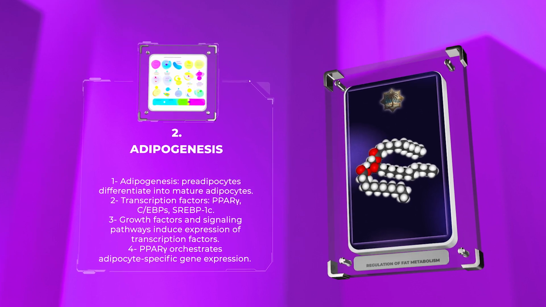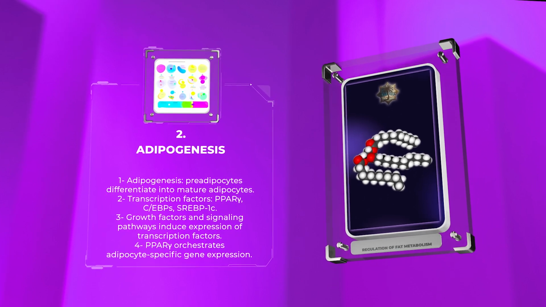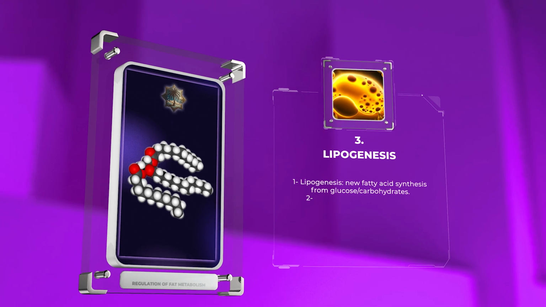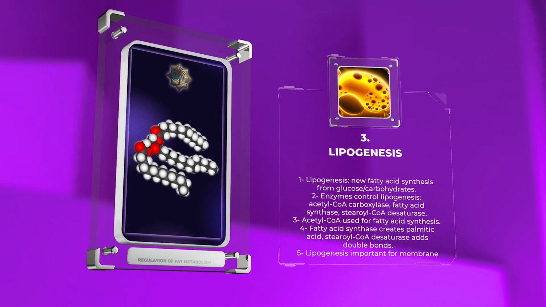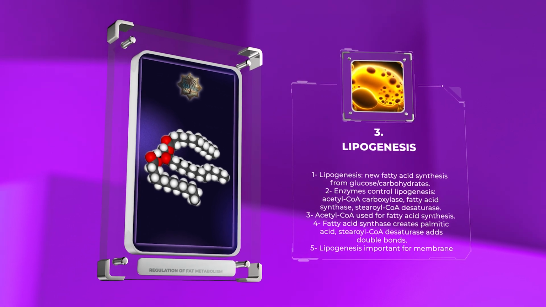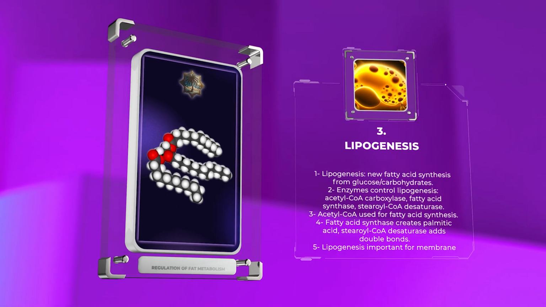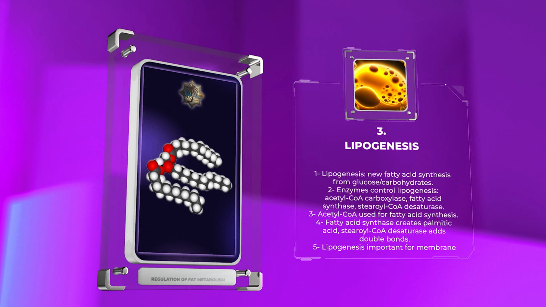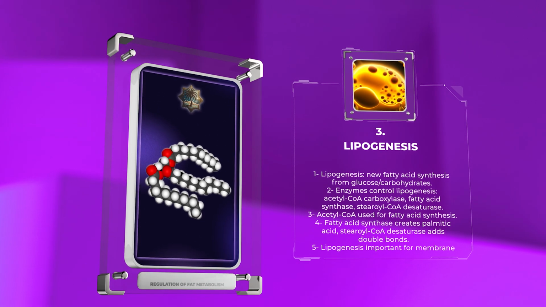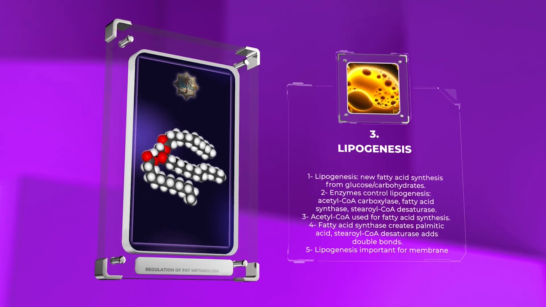Now that we have explored the fascinating process of adipogenesis, let us move on to our next topic, lipogenesis. Lipogenesis is the process of making new fatty acids from glucose or carbohydrates. It mainly occurs in the liver and adipose tissue. Several enzymes, such as acetyl-CoA carboxylase, fatty acid synthase, and stearoyl-CoA desaturase, control this process. Acetyl-CoA is used as the building block for fatty acid synthesis.